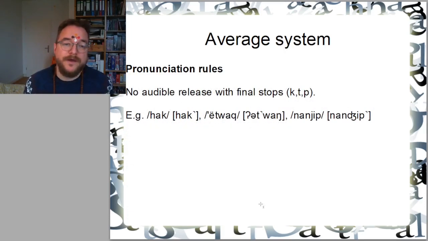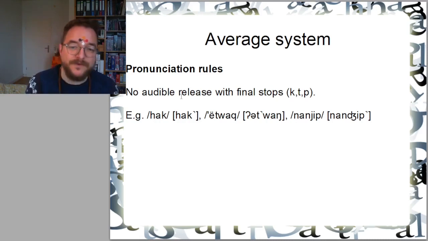Now to the pronunciation rules, or the one pronunciation rule. I decided to take the no audible release for final stops in this case. What does that mean? It's a rule that occurs in Southeast Asian languages like Thai, Vietnamese, Cantonese. If you have a final stop, a voiceless stop at the end of a syllable, it's not released. So you form the sound with your mouth, with your tongue, but you don't let the air go out afterwards. What does that sound like?